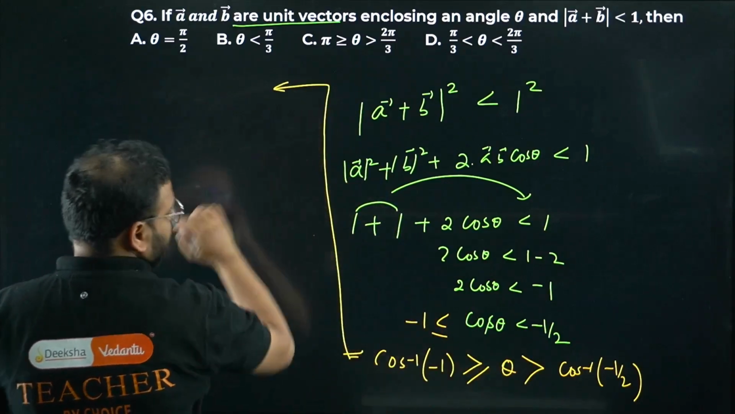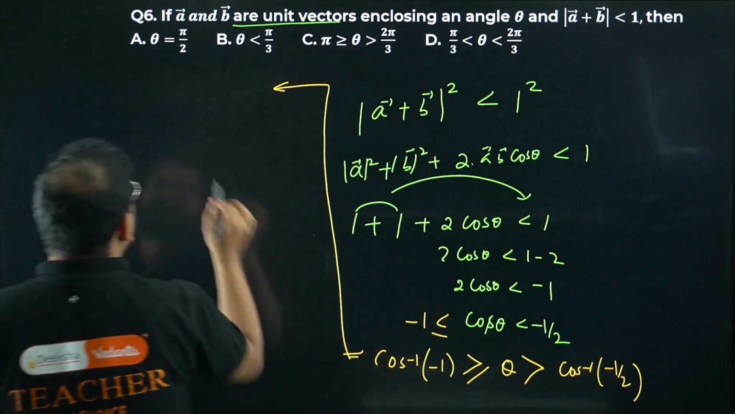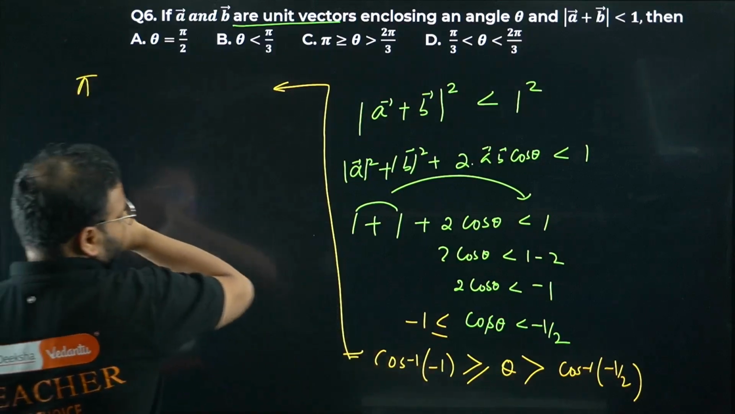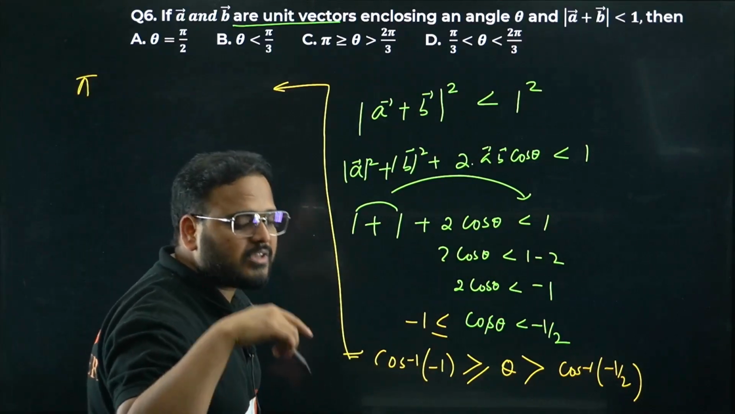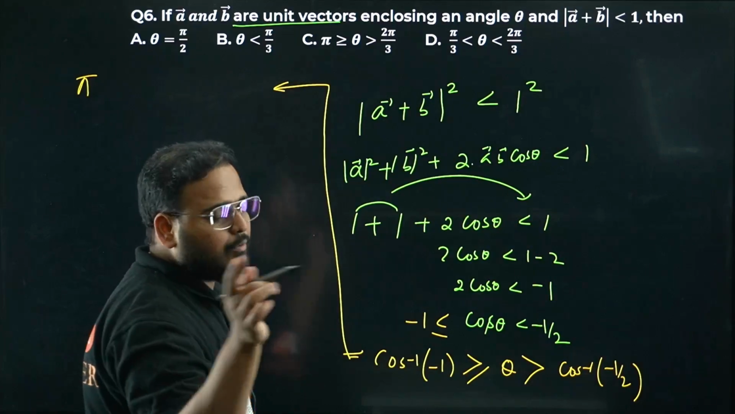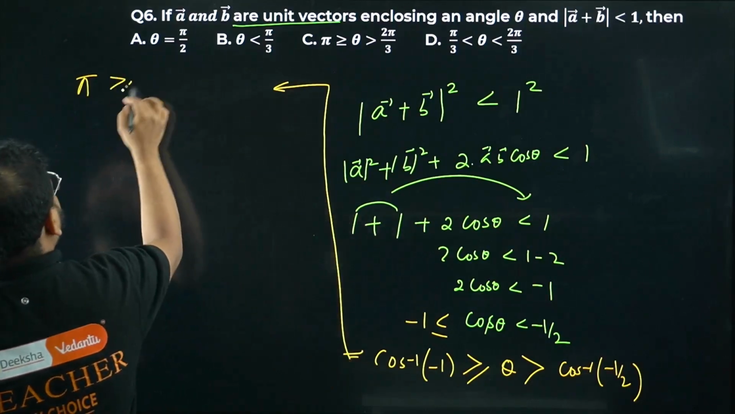What I'm getting now is cos inverse of minus 1, which is simply pi. Cos pi is minus 1, right? So cos inverse of minus 1 will be pi only, right? Forgive me, theta is there.